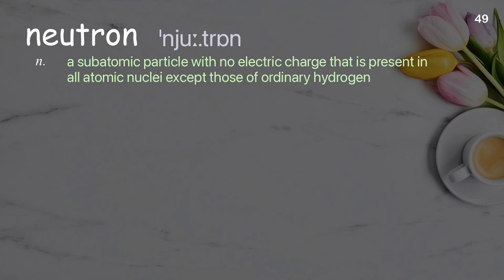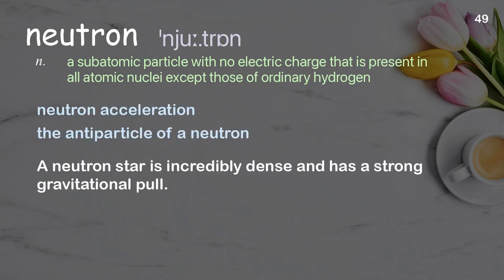Neutron. A subatomic particle with no electric charge that is present in all atomic nuclei except those of ordinary hydrogen. Examples. Neutron acceleration. The antiparticle of a neutron. A neutron star is incredibly dense and has a strong gravitational pull.